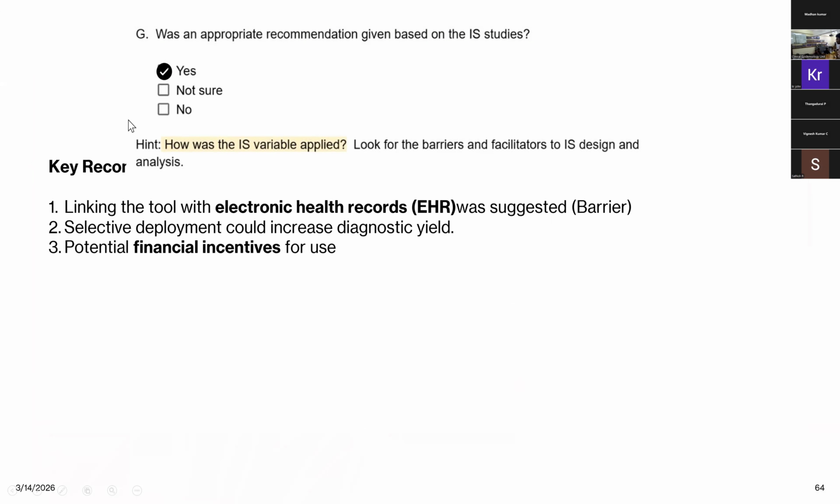Finally, the authors have concluded that for this AI-based stethoscope to be used into routine practice, it requires linking the tool with the electronic health records. And they also said that selective deployment could increase the diagnostic yield, and financial incentives can be given to the hospital per se to enhance the use of an AI-based stethoscope in clinical practice.